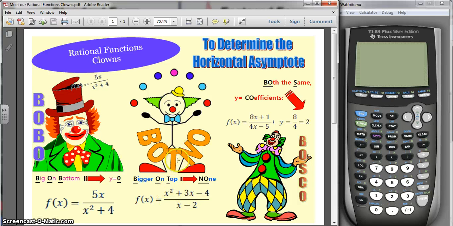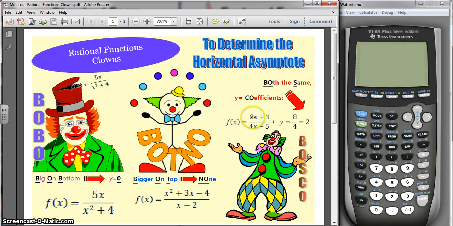Also, this does not apply to our example. If you look at BOBO, BO stands for both the same. It means the exponent on the top and the exponent on the bottom are the same. So here it's 1, here it's 1, so as you can see it is the same. In this case, the horizontal asymptote is going to be equal to the coefficients.